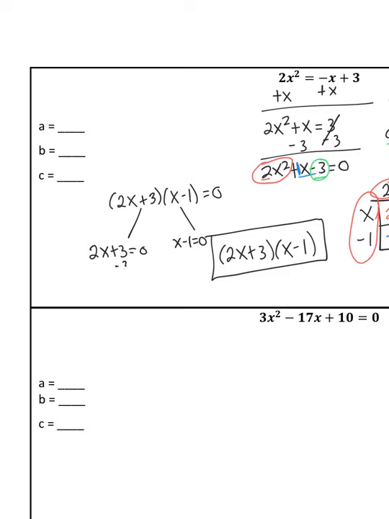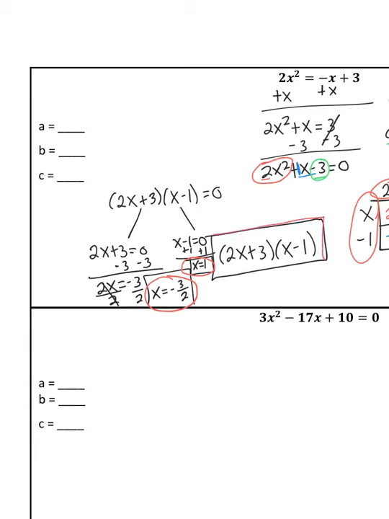So I'm going to subtract 3 from both sides here, and then I'm going to divide by 2 on both sides, and I've got x equals -3/2. On the other one, I just need to add 1 to both sides, and I get x is equal to +1. Okay, so my 2 solutions here are the 2 things that I've just circled in red. What I've boxed here, this is just the factored form.